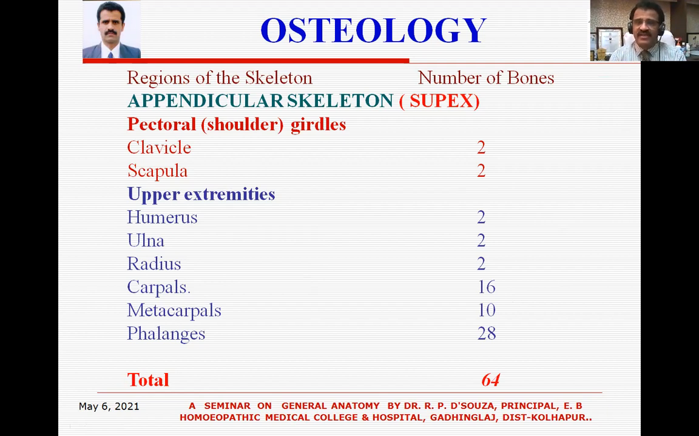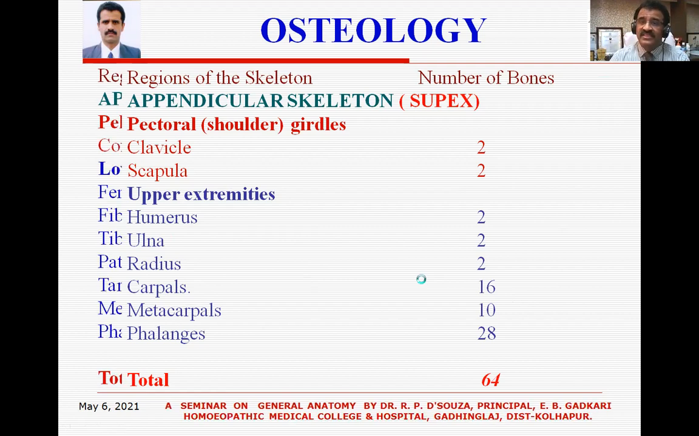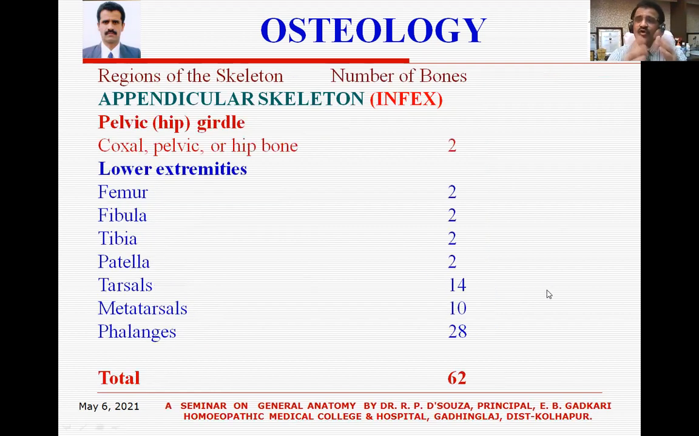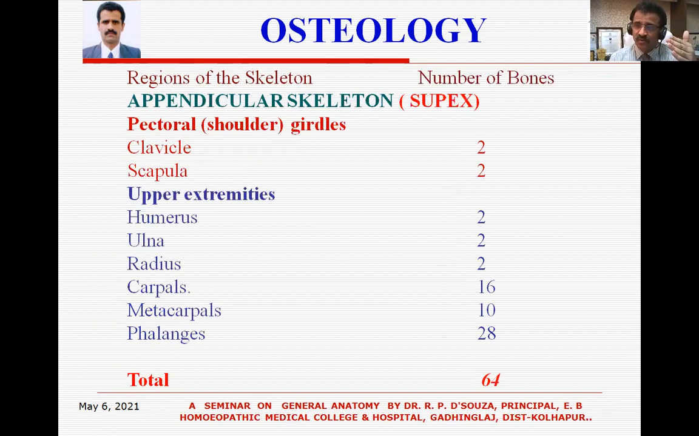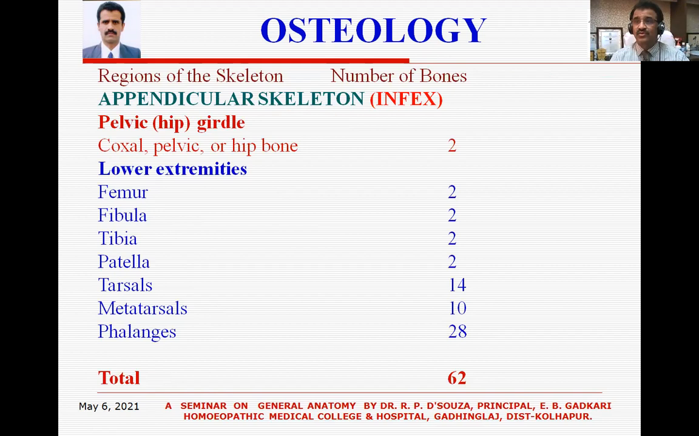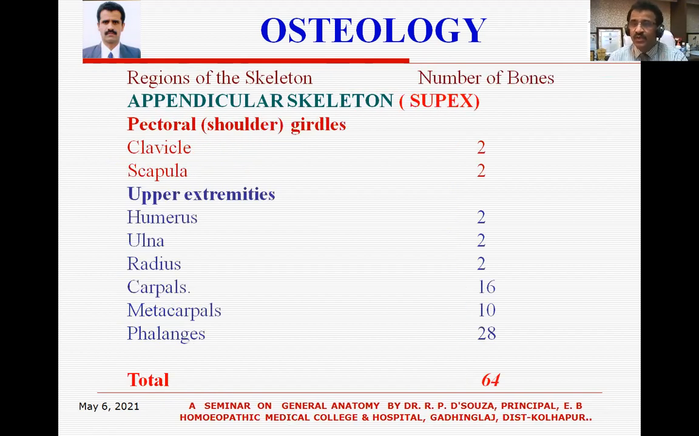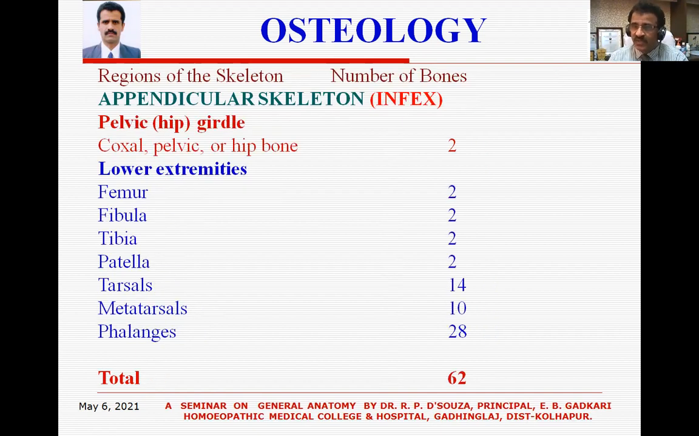10 metacarpals, 5 in each hand, and 20 phalanges means 14 in each hand. Altogether 64. And if you consider the lower limb, though it is homologous to the upper limb, there is little difference between them as far as total bones are concerned. In the upper limb we have 64 bones, in the lower limb we have 62, okay? That means each upper limb gets 32 and each lower limb gets 31.